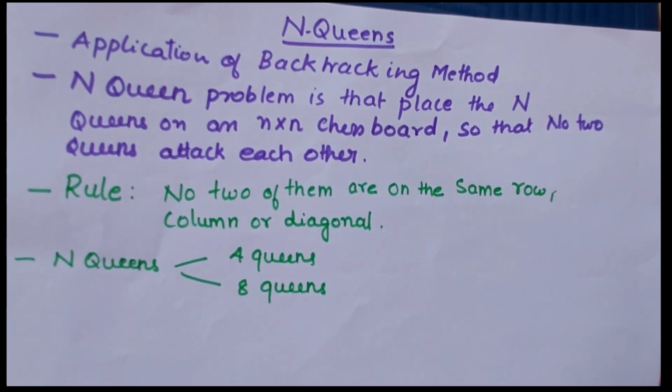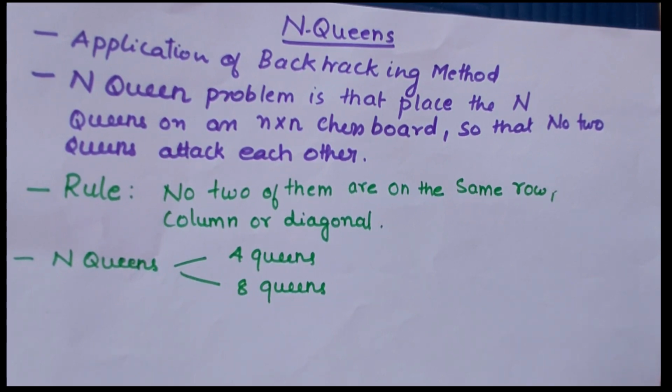The N-Queens problem is a problem that places a queen on an N by N chessboard so that no two queens attack each other. If you have played chess, you know the movement of a queen on the chessboard. When do they attack each other? Two queens attack each other when they are in the same row, same column, or on the diagonal. So the rule is that no two queens are on the same row, same column, or same diagonal. We are going to discuss the 4-Queens problem and the 8-Queens problem.